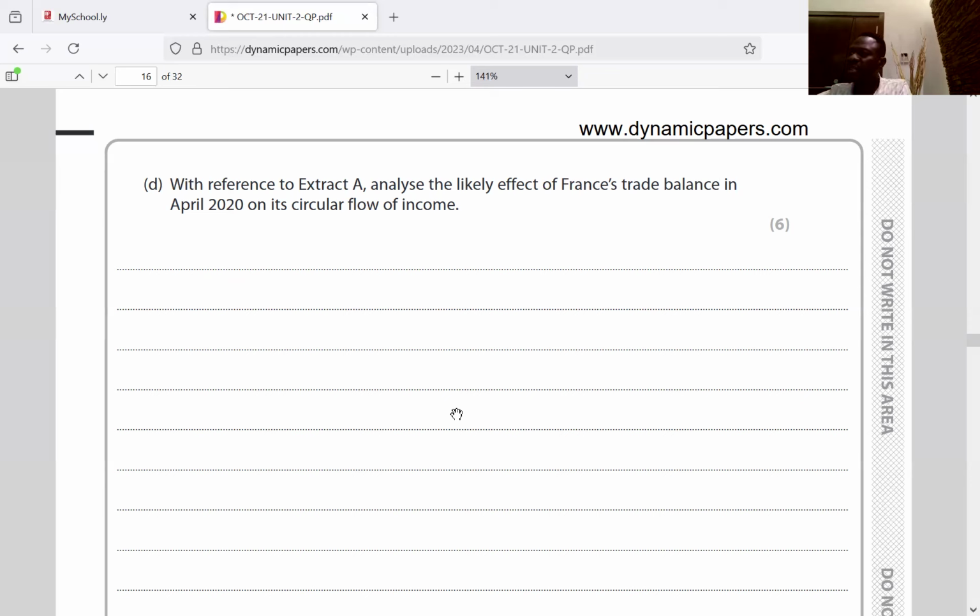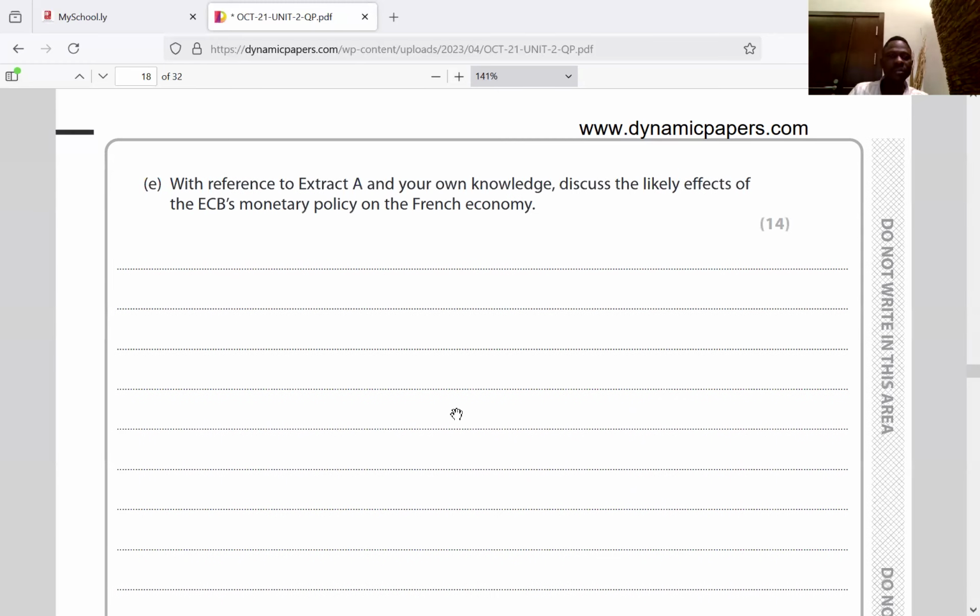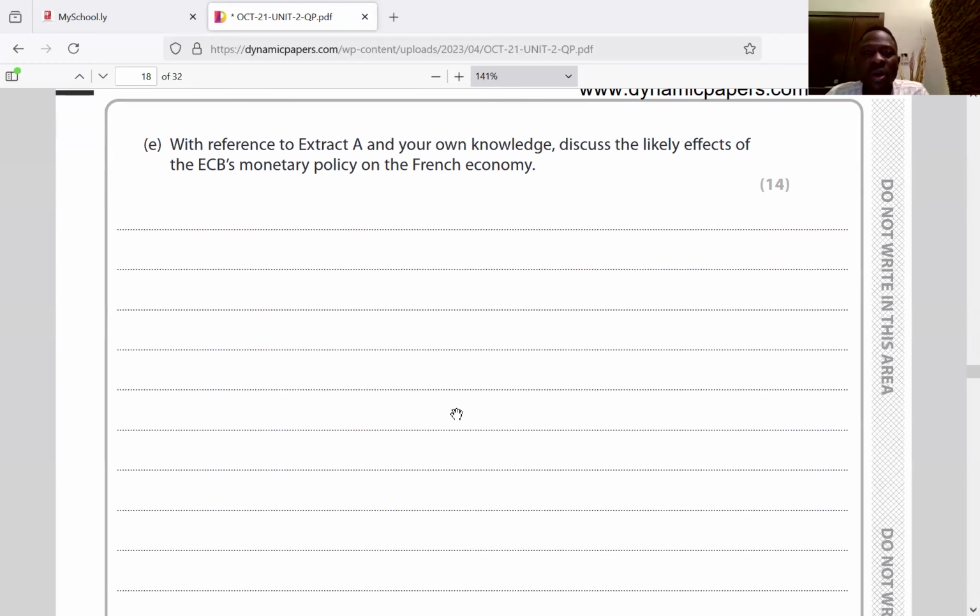Okay. Question 12E. So with reference to extract A and your own knowledge, discuss the likely effects of the ECB's monetary policy on the French economy. First, what is monetary policy? Monetary policy is the use of interest rate and money supply to achieve macroeconomic objectives. And it is an instrument used by the central bank of a country like the ECB. So the ECB monetary policy is to ensure interest rate is kept low. That is the case study.